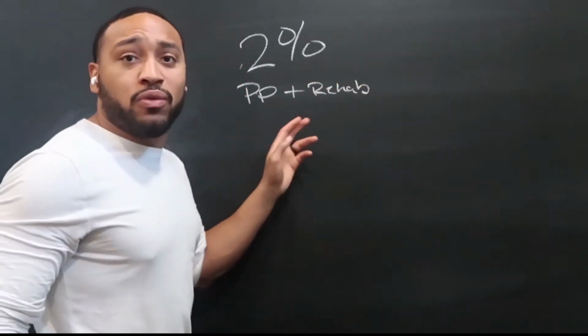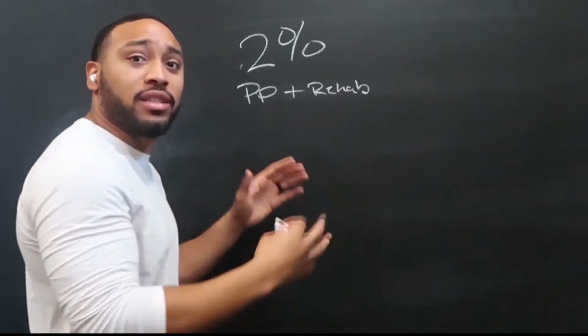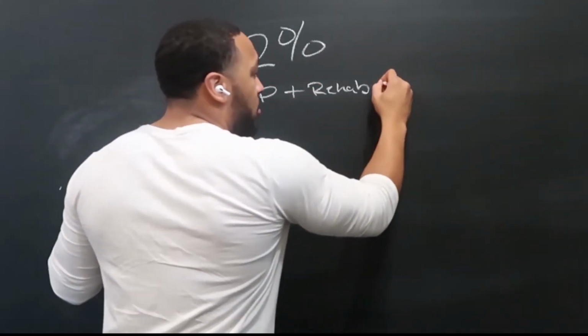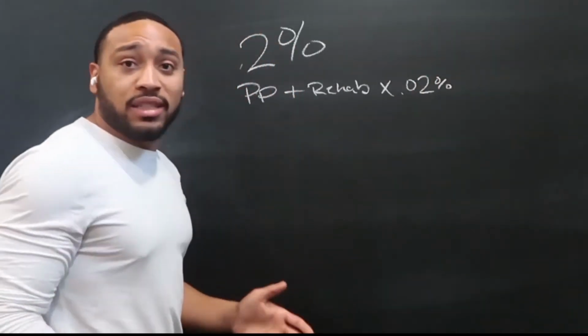Now, these numbers are both good indicators. That's the whole thing, right? This is not just the purchase price. This is the whole thing, what it's going to take to get this property rented. Now, times 2%. That's exactly what it is.